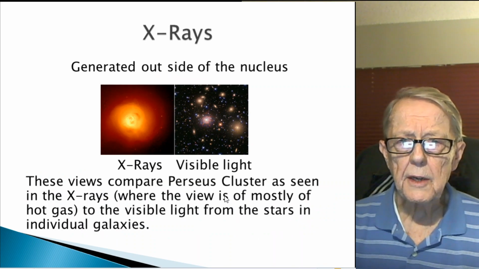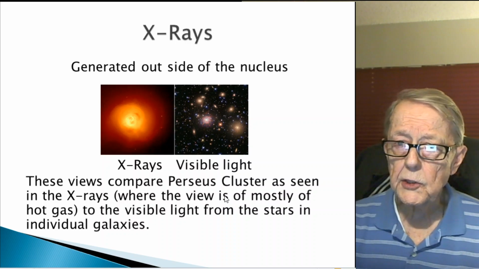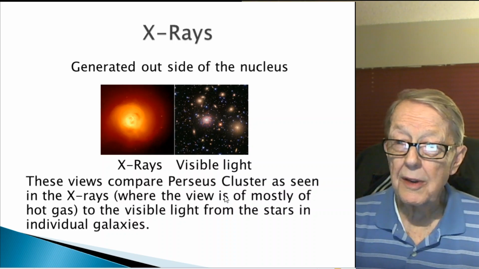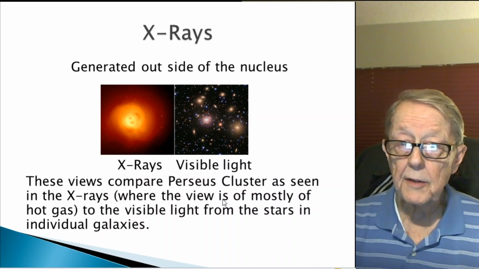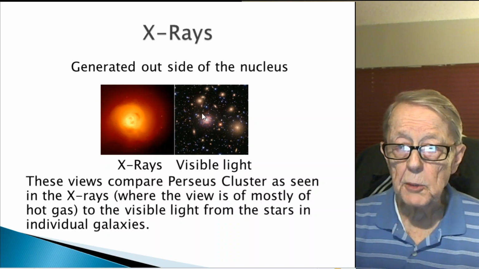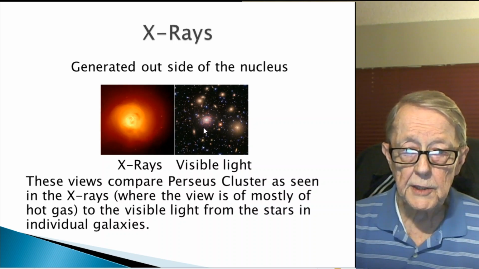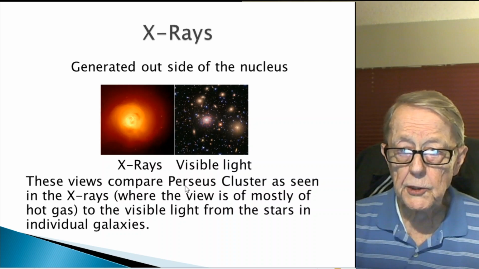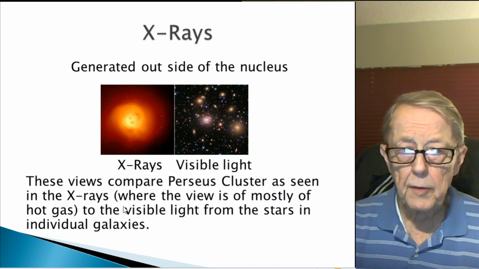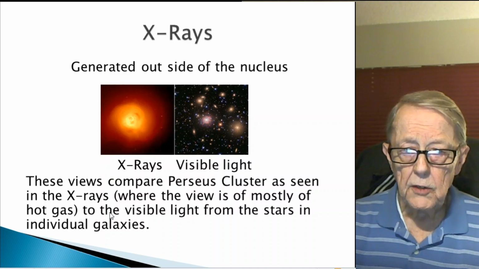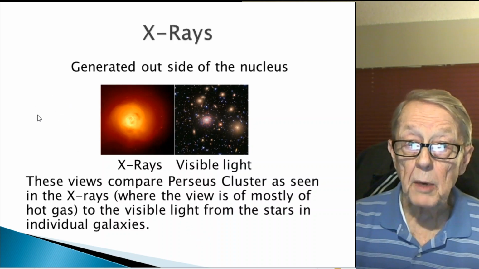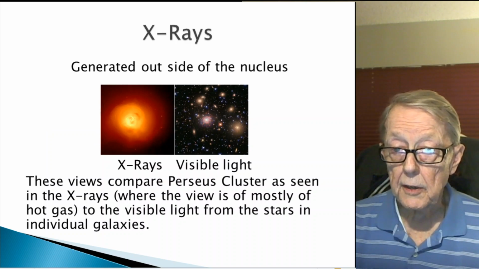Okay, finally, X-rays. X-rays are not a nuclear-based source. Gamma rays come from the nucleus. X-rays are normal electromagnetic radiation that comes from outside of the nucleus. And this is a picture of an X-ray with its intensity. This is visible light that we see from normal stars and galaxies. This particular view compares the Perseus cluster as seen with an X-ray detector, where the view is mostly hot gas, to the visible light from the stars of individual galaxies. Kind of shows the intensity. Gamma rays are much brighter than this, and clearly brighter than that.